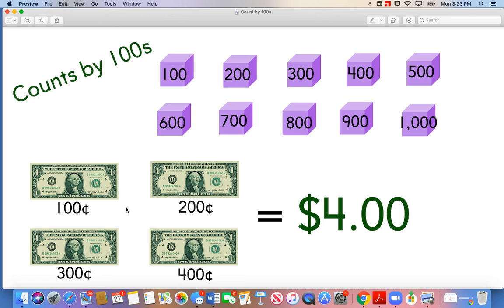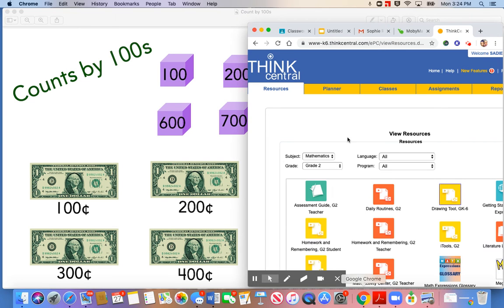So here we go, 100 cents is the same as $1, right? So if I have 100 cents plus another 100 cents equals 200 cents, 300 and 400 cents, that is the same as $4. 400 cents equals $4. Now let's do some practice problems because on your assignment, you're going to be asked to fill in the blanks.